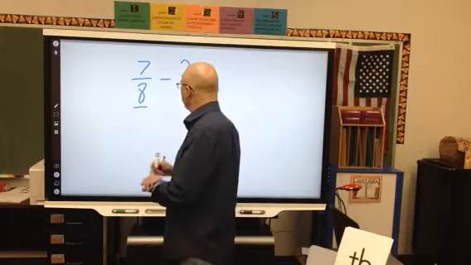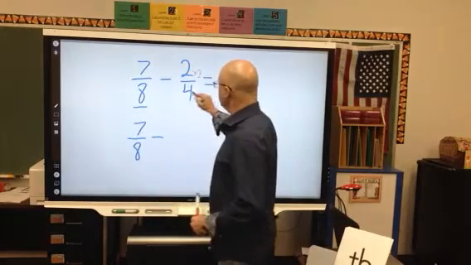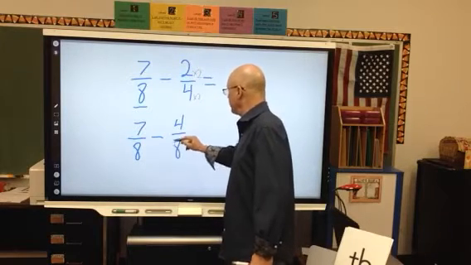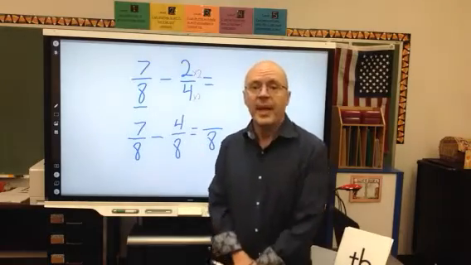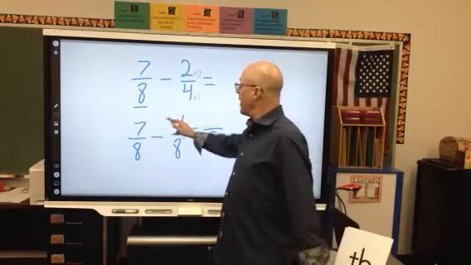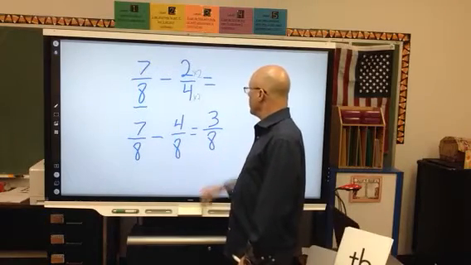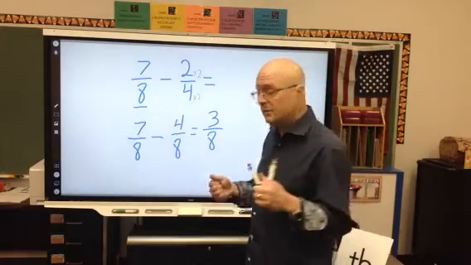7/8 minus 4/8. So my denominator is going to remain an 8. Then I just subtract the numerators. 7 minus 4 is 3. My answer is 3/8. Are we there? Get it?